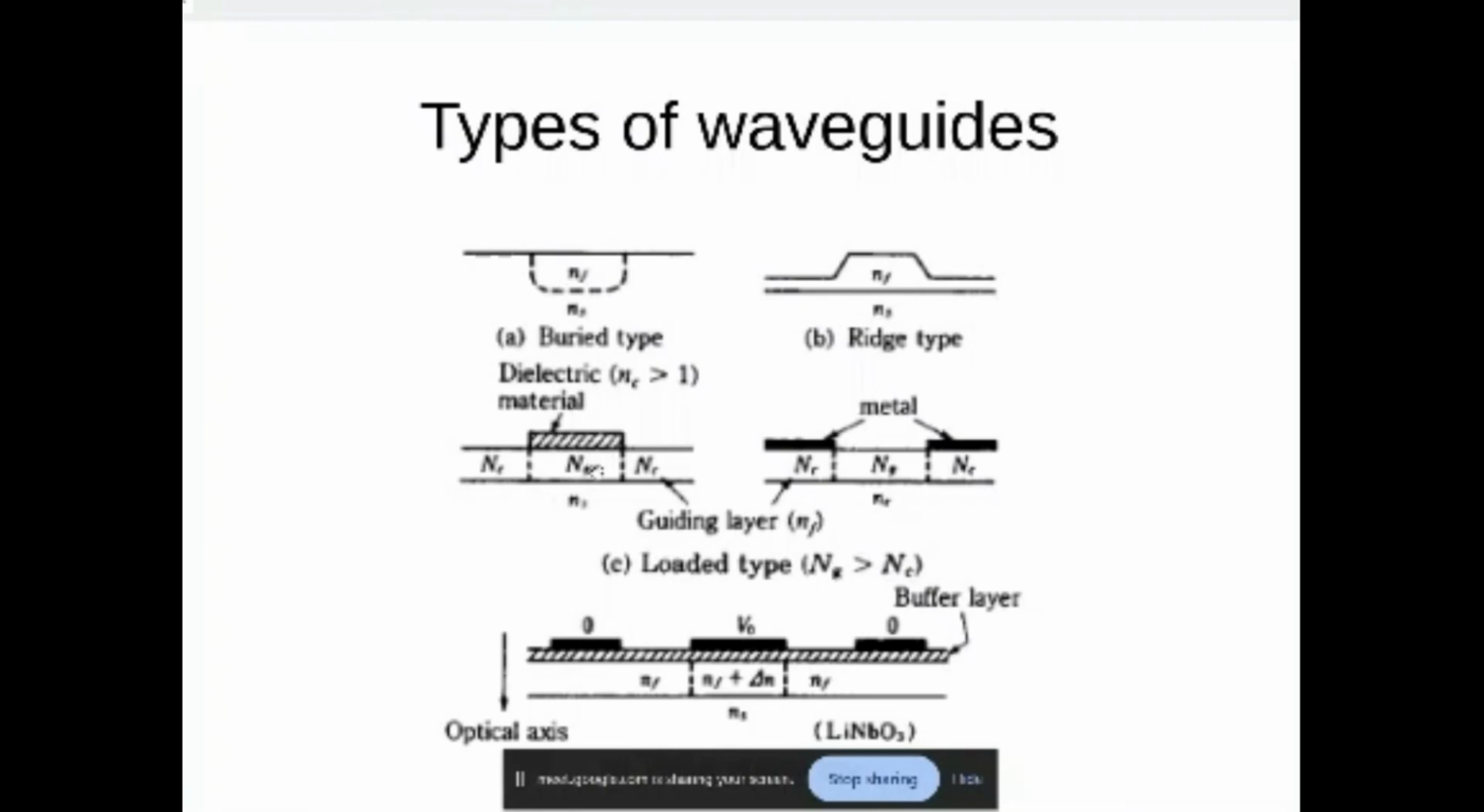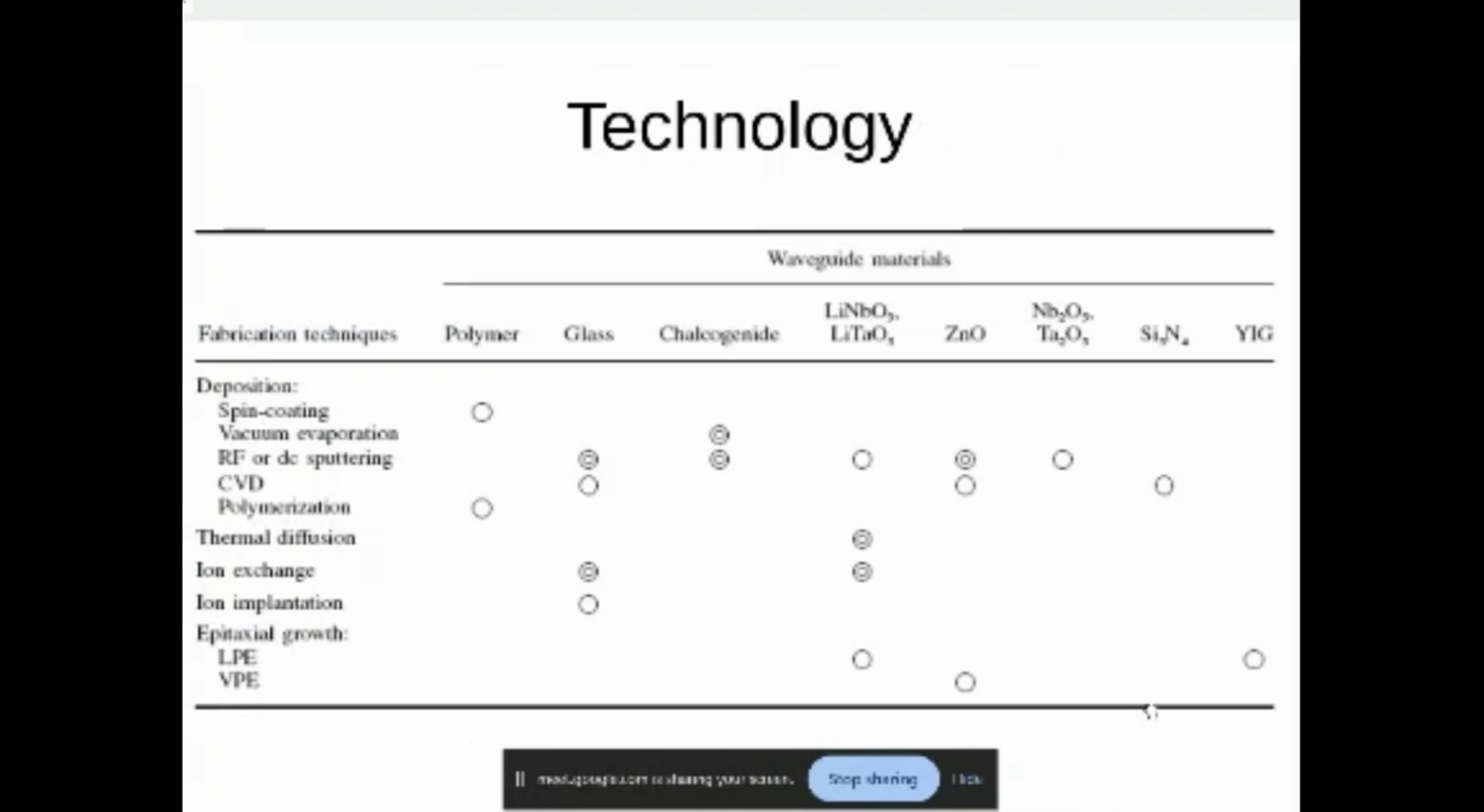Similarly, you can also make loaded waveguides. You put a strip of metal and apply voltage on that, and the refractive index below changes, and you can make what they call loaded waveguides. Similarly, you can also make induced waveguides. You can induce a waveguiding effect, like in lithium niobate we saw just now. So this is a broad summary of the technological issues.